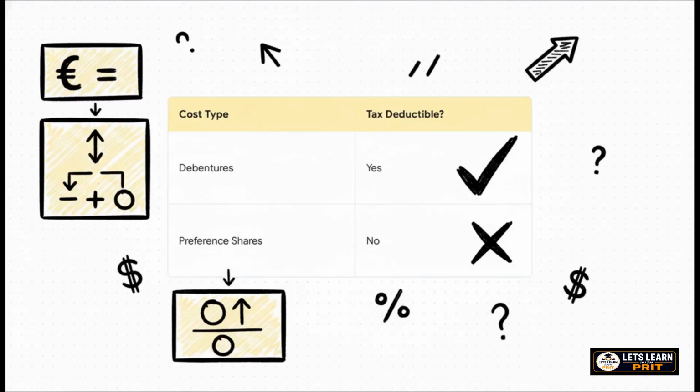And just like with ratios, presentation is absolutely key here. Draw out a formula box for the cost of debentures and preference shares. Remember the one crucial difference: interest on debentures is tax deductible. That's why we multiply it by 1 minus the tax rate. But preference dividends, they are not tax deductible. Remember, writing out the steps clearly secures maximum partial marks, even if your final decimal point ends up being slightly off.